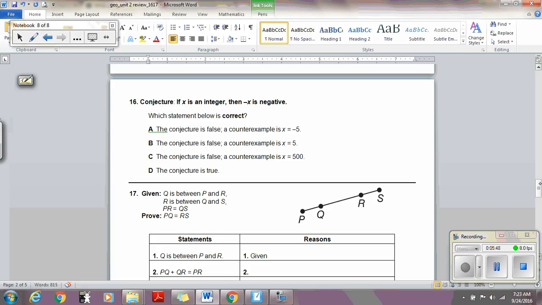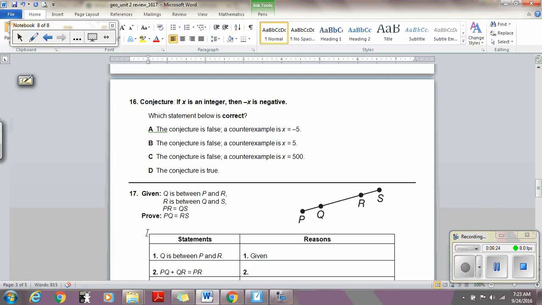All right, number 16 says conjecture. If x is an integer, then negative x is negative. Which statement below is correct? Conjecture is maybe just a fancy word for statement or conclusion, and so we're just trying to prove if this statement is false or true if you look at our answer choices.